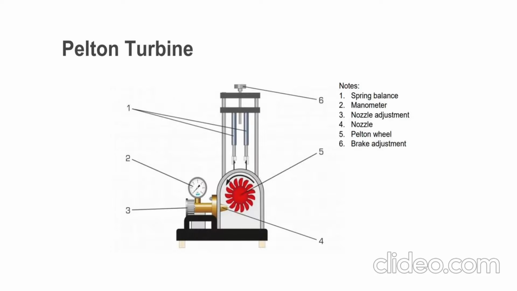Okay, first of all, the apparatus that we use to conduct this experiment is the Pelton turbine, which has these parts. We have the spring balance, manometer, nozzle adjustment, nozzle, Pelton wheel, and last one is brake adjustment.